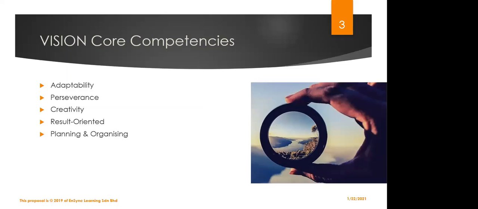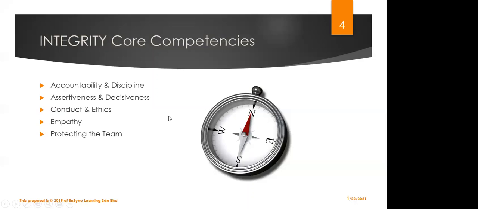For vision, we actually use the TMA competency library. You'll see some of these words are there. We looked at the definitions, the ones that we like and we didn't like. Sometimes we change the words or we change the definitions. So for vision, they have adaptability, perseverance, creativity, results orientation, planning, and organizing. So how do you know whether you practice the core value of vision? It's when you have these core competencies.